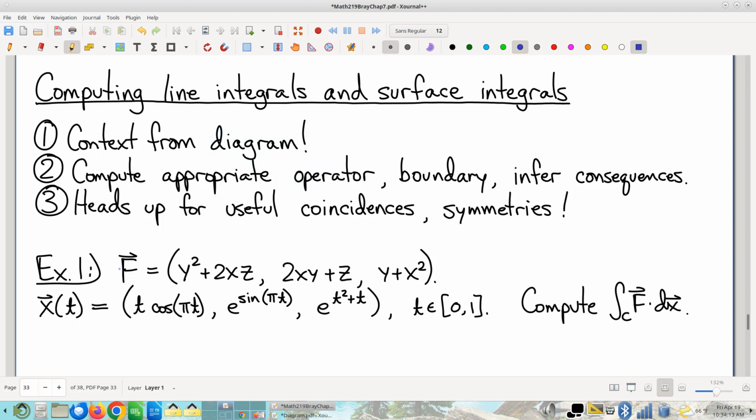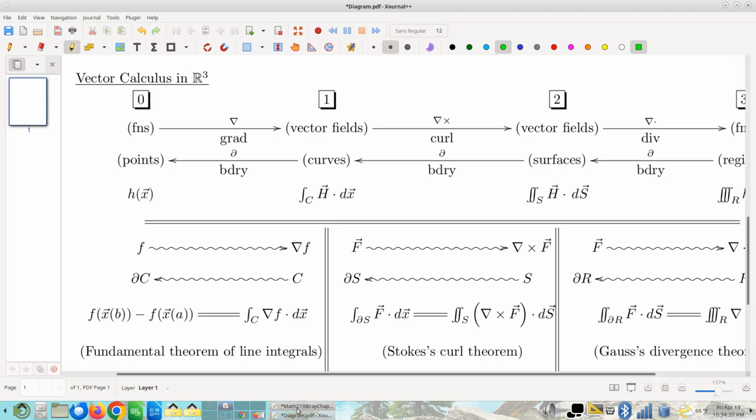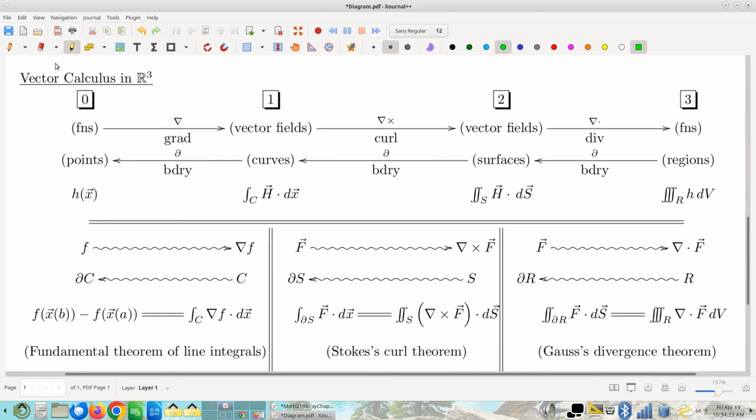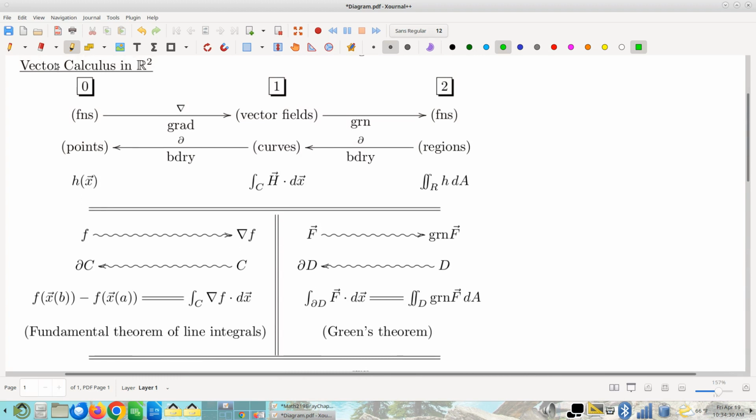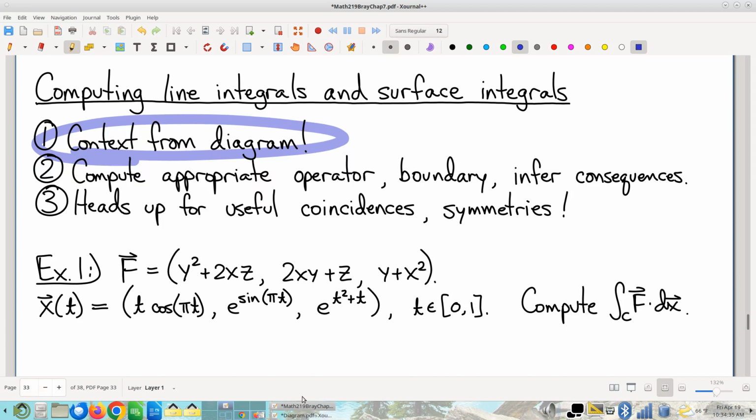Okay, so here is the first step in the process. I say context from the diagram. So what I mean is, look at your diagram and ask yourself, wait a minute, where am I? And by the way, for which diagram? Am I looking at the two-dimensional diagram or the three-dimensional diagram? So back to the question. This first question, I see that the vector field has 3 coordinates. I see that my parametrized curve has 3 coordinates. I think we're in 3 dimensions here. Kind of has to be, right?